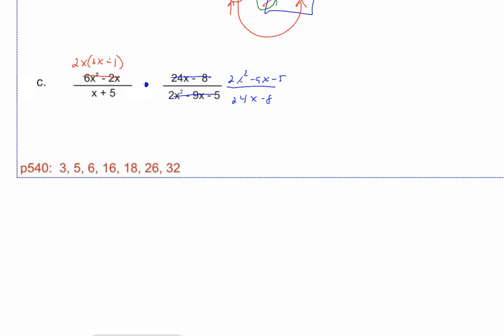When I come over to the top right, trinomial, I got to do 2x and x. I have a 5 to work with, so 5 and 1, and I got to end up with a negative 9 in the middle. How about a negative 5? That gives me a negative 10 on the outers and a positive 1 on the inners, which gives me that negative 9x in the middle. That's the factoring of that.